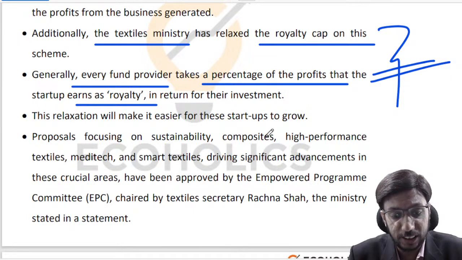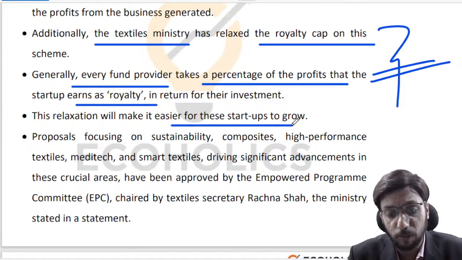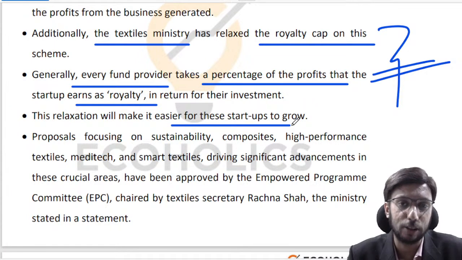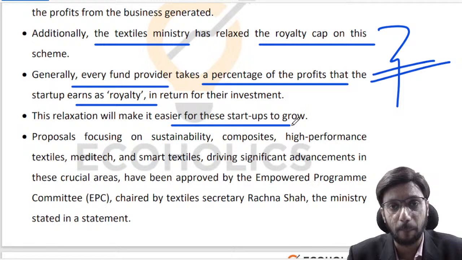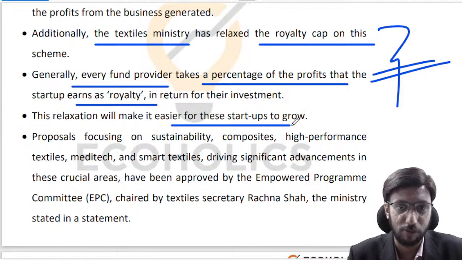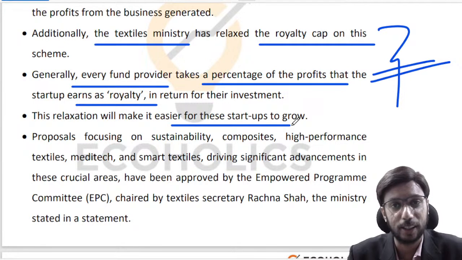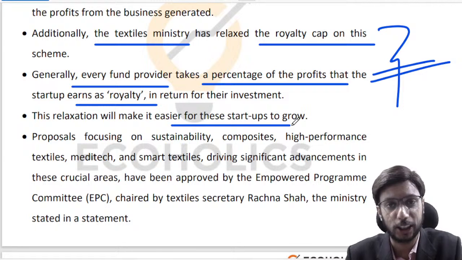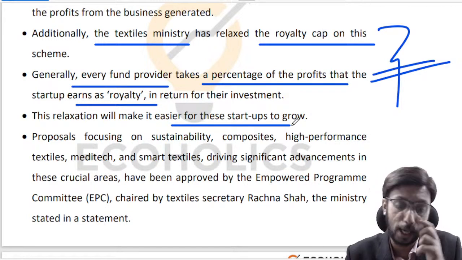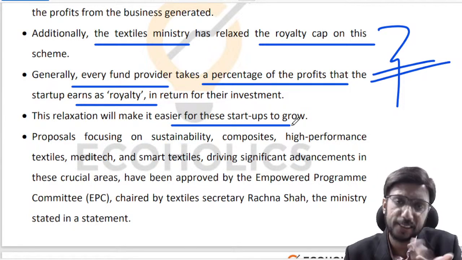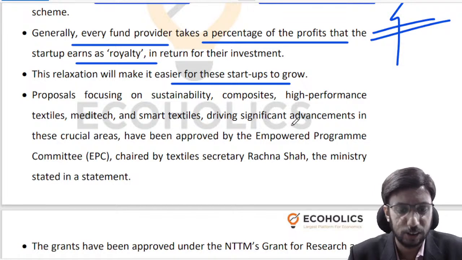Now this relaxation will make the journey easier for startups. See, if I'm a startup making a small amount of profit, it's better for me to plow that profit back into my company in the form of investments rather than giving it out as royalty to the government of India. The government of India is sitting on a lot of money, and they can borrow money, and they are not in need of my small peanuts amount of money. They can do without that money. So that's what the government of India has done, they've relaxed the royalty cap, which is a very good thing, right?